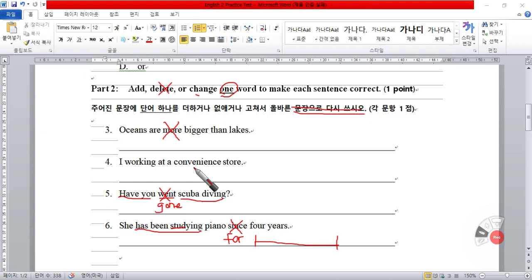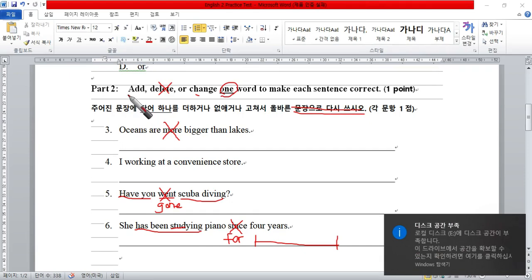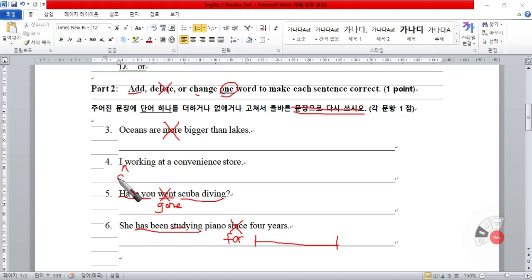I'm working at a convenience store. Okay, so there's two possibilities. One thing you could do is you could just add a word. And maybe that word is "am." By putting the be verb, make sure it agrees with the subject, the be verb and then the -ing form.